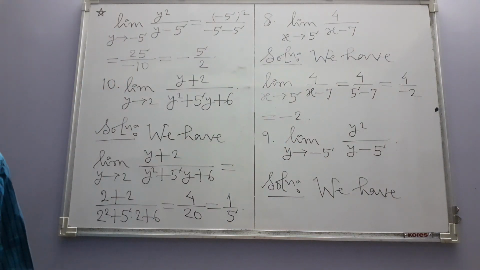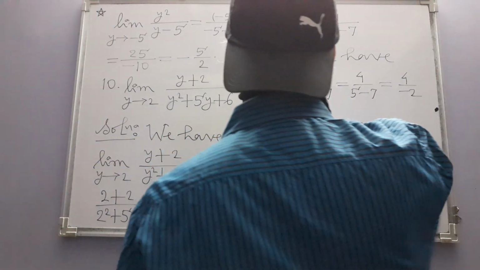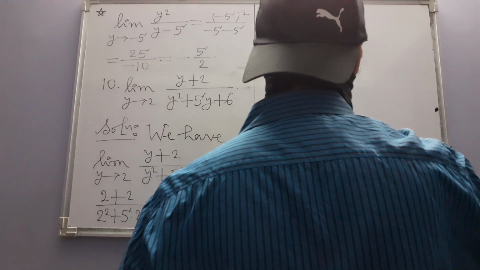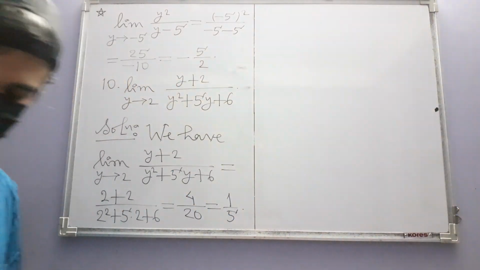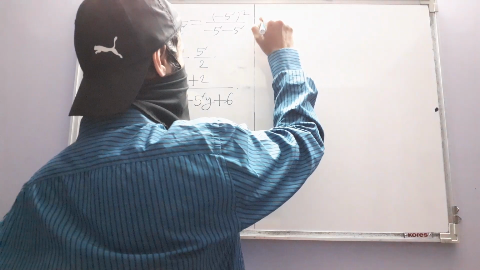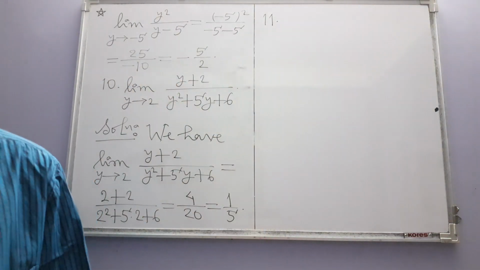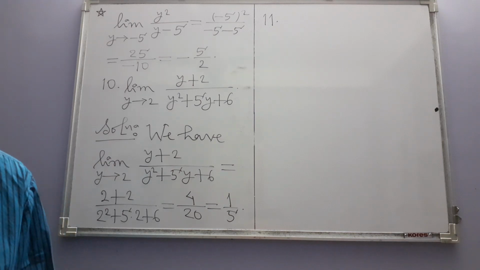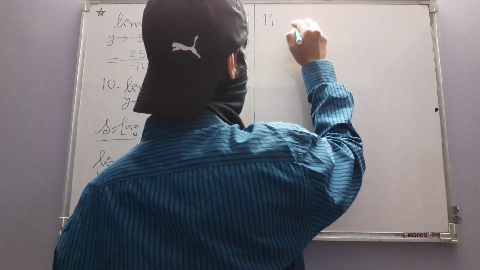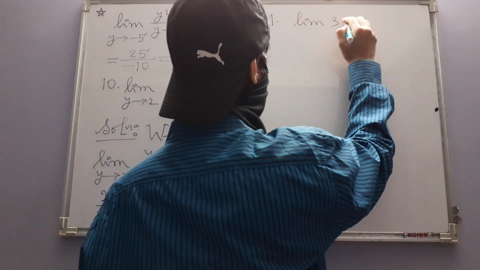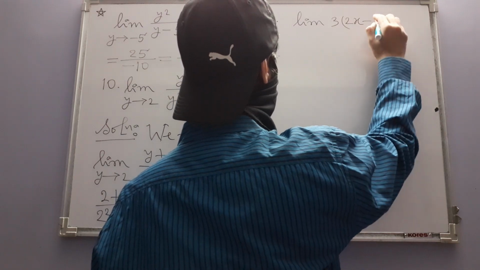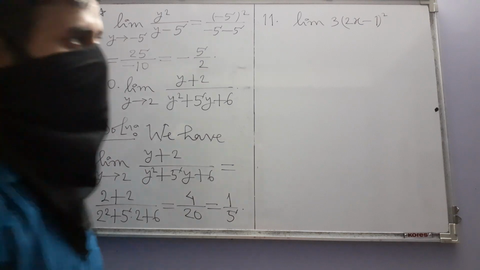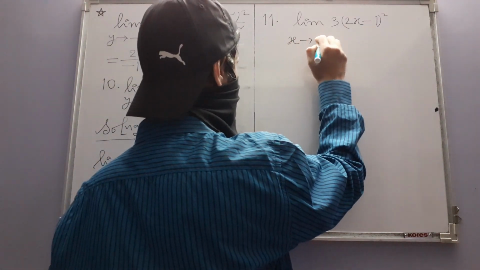Okay, then 11, limit, and no need to modify this, let's just erase everything. So the next one is the limit of 3 times 2x minus 1 whole square, as the independent variable is approaching minus 1.